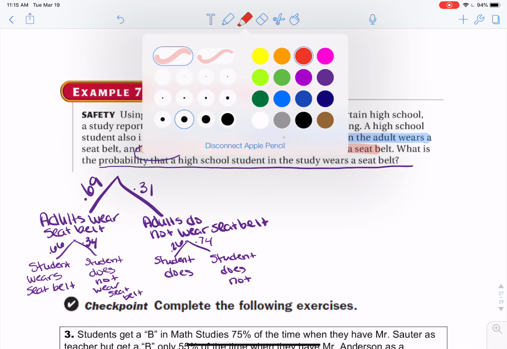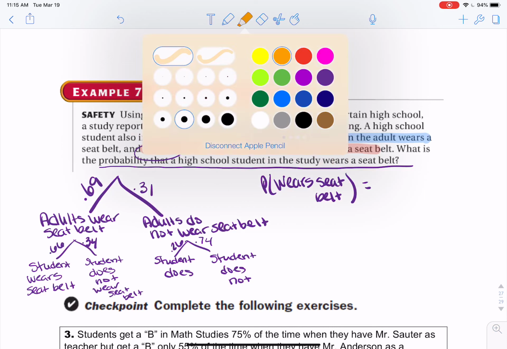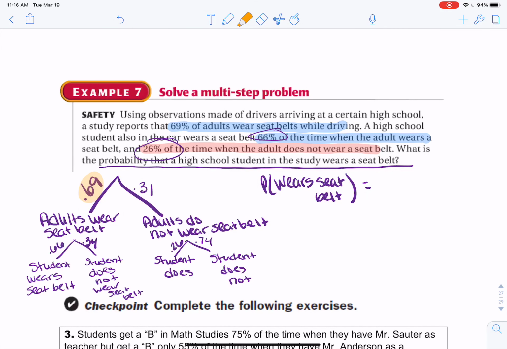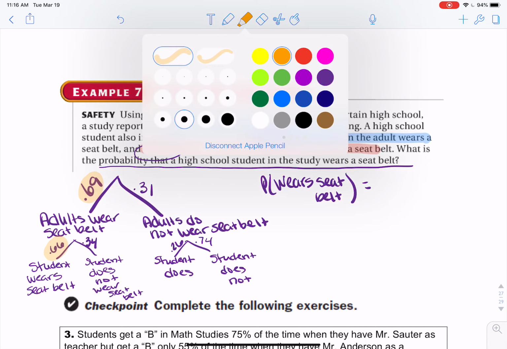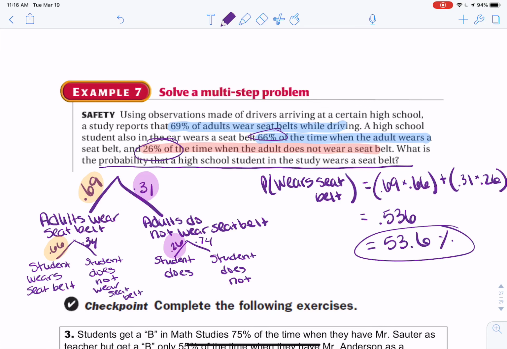So here, to figure out the probability that a high school student wears their seatbelt in this study, we have to take the 69% of adults who do times the students that do, and then we have to add it to the 31% of the adults who don't times the students that do. So in your calculator, you'll take 0.69 times 0.66 plus 0.31 times 0.26. And when you do that, you get 0.536, which is 53.6%.